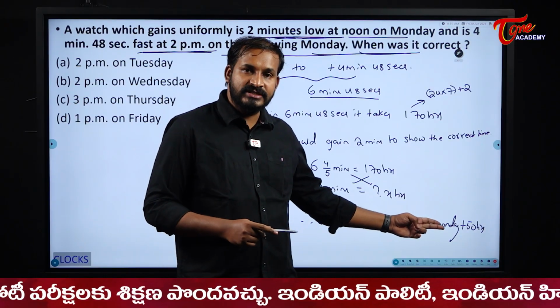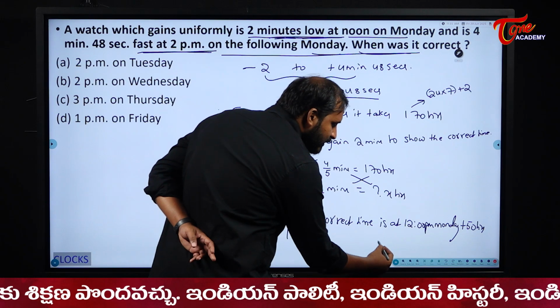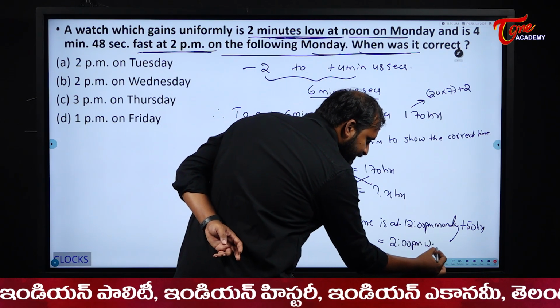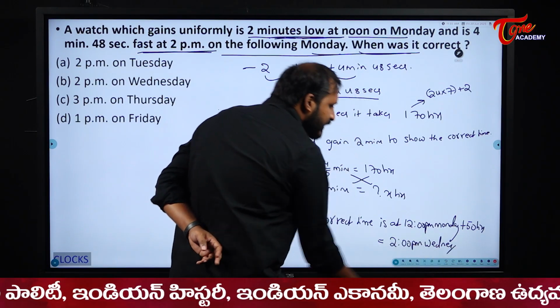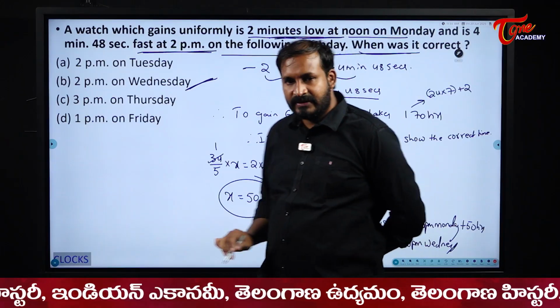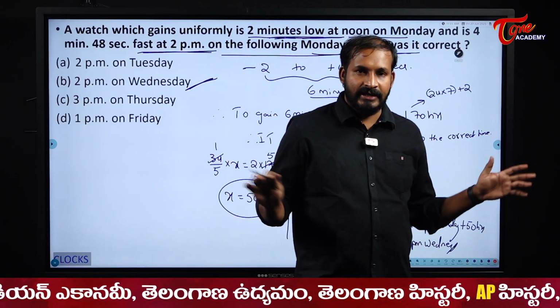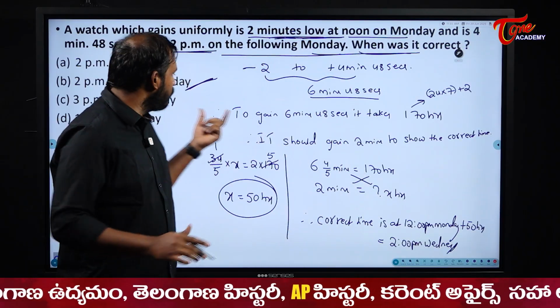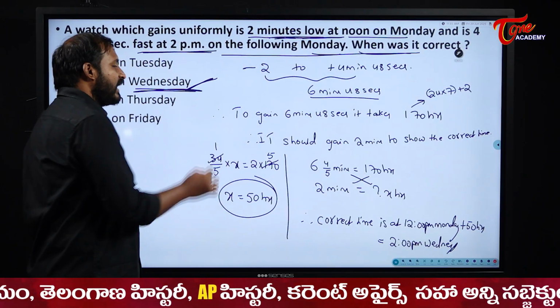Next, more 2 hours, right? So that means which will become what for me here? 2 p.m. on Wednesday. 2 p.m. on Wednesday. That means it is going to show me the correct time at 2 p.m. on Wednesday. Except this instance, all the time which the clock has shown is a wrong time. This is the only time when the clock will show the correct time.